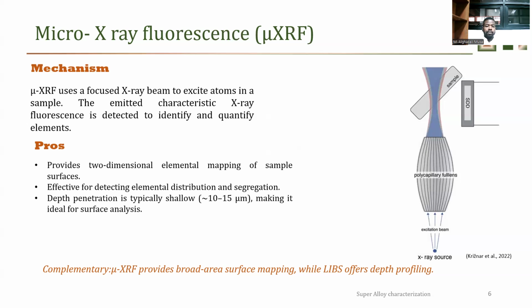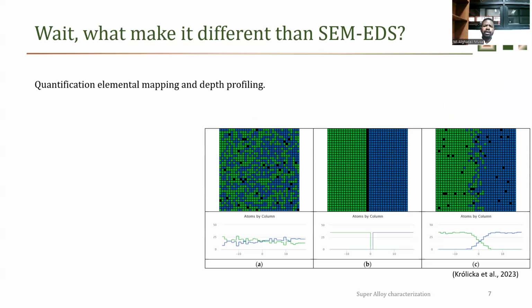So micro-XRF provides broad area surface mapping, while LIBS offers depth profiling. For example, say we have an elemental composition and it is not uniform, and we want to know about uniformity, as we are trying to create maybe aircraft alloys. We need to ensure the uniformity of the composition of its elements. So how could we characterize it? Is it necessary to break it down, digest it, and then analyze it with the well-known destructive chemical methods? Of course not. So we need other methods; some people are using SIMS.